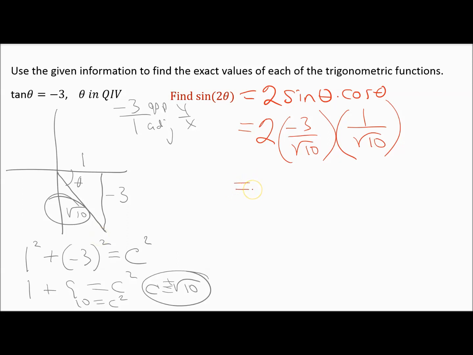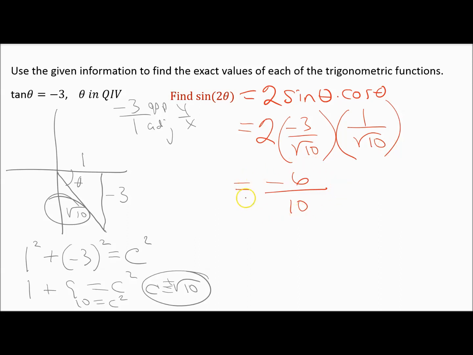Now we multiply. When you multiply fractions, remember you multiply numerator times numerator, which is going to give me negative 6. And then the denominator, which is 1 times square root of 10 times square root of 10. And y'all know the square root of 10 times square root of 10 is square root of 100, which is 10. Or you can think about it as the square root of 10 squared, which is still 10.